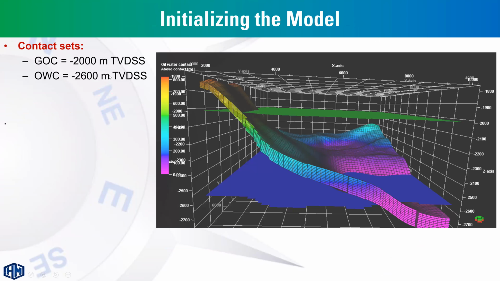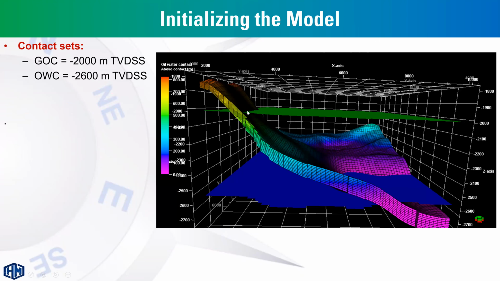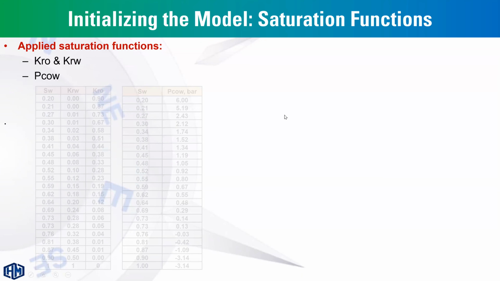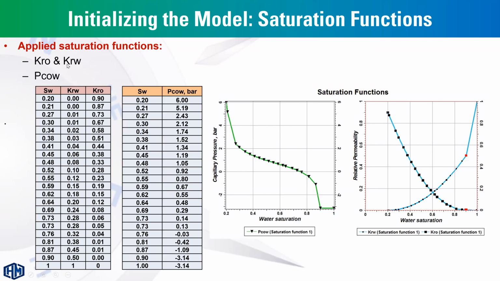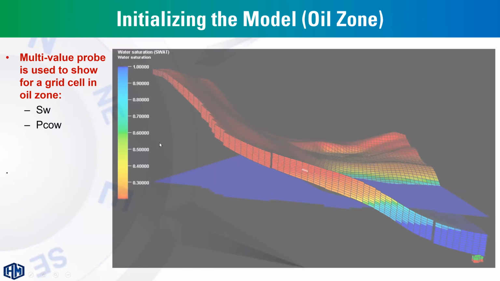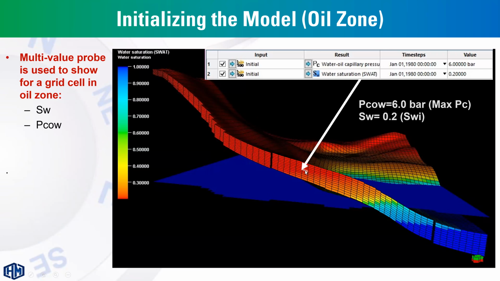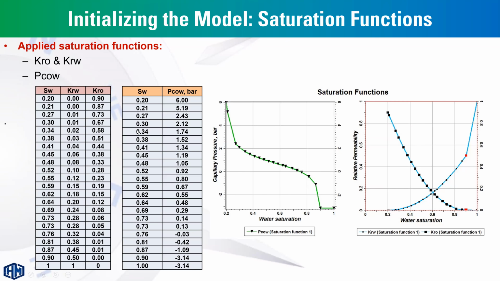So this is an example of the defined contact set, oil water contact and gas oil contact here, and this is the applied saturation functions, these two tables for relative mobility and capillary pressure. So say we have this grid cell in the oil zone. This is the water saturation. As you can see, this is the minimum water saturation defined by this table, which is 0.2.